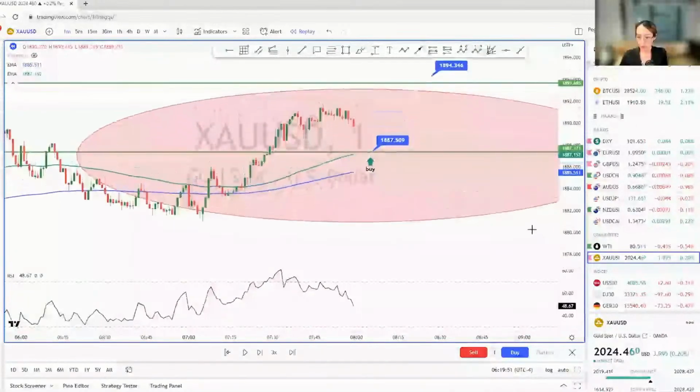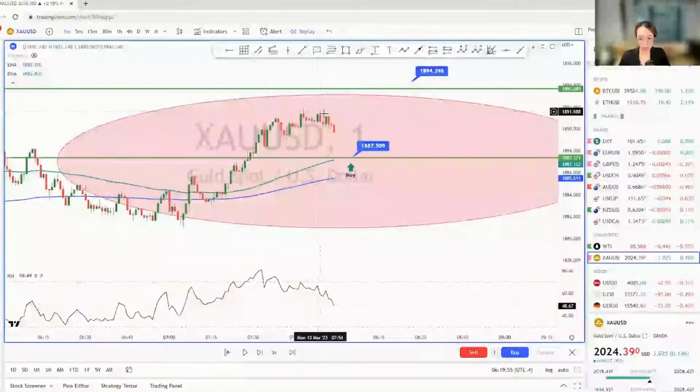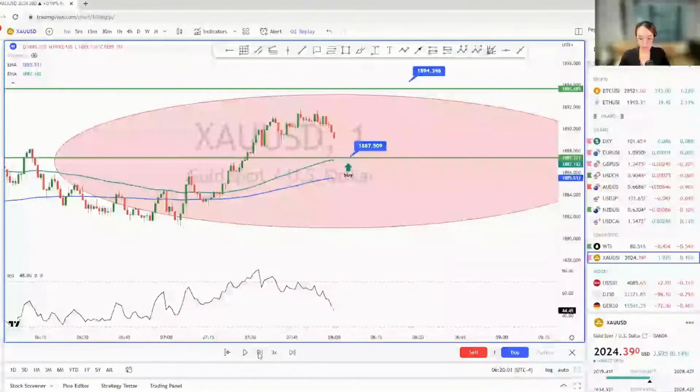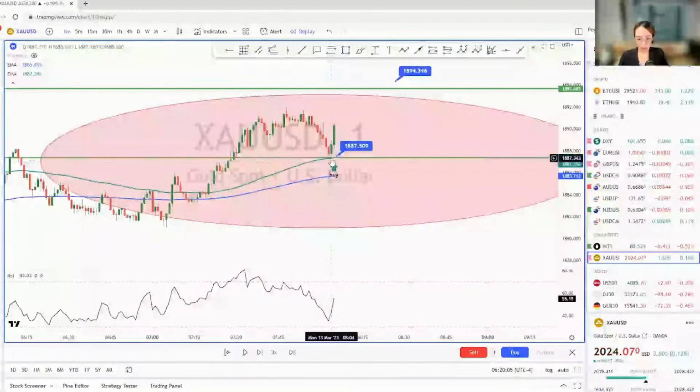Okay, for example here, it just closed already. You just have to wait for the price to come back, like a pullback, and then you take the buy. Okay, I'll show you. I already entered from here.